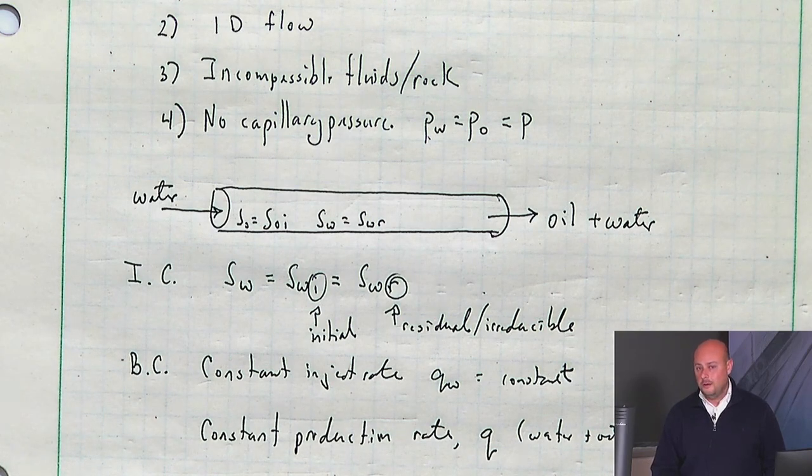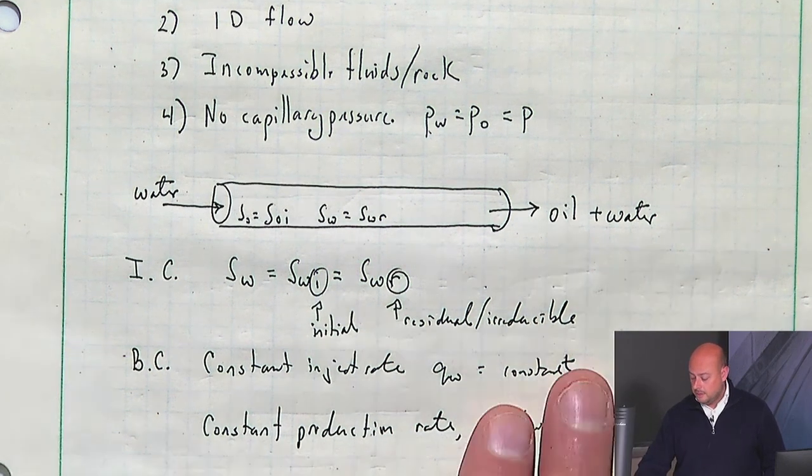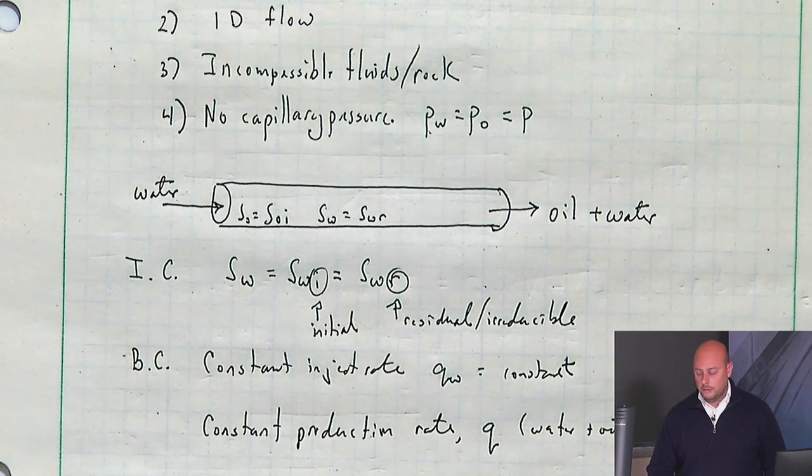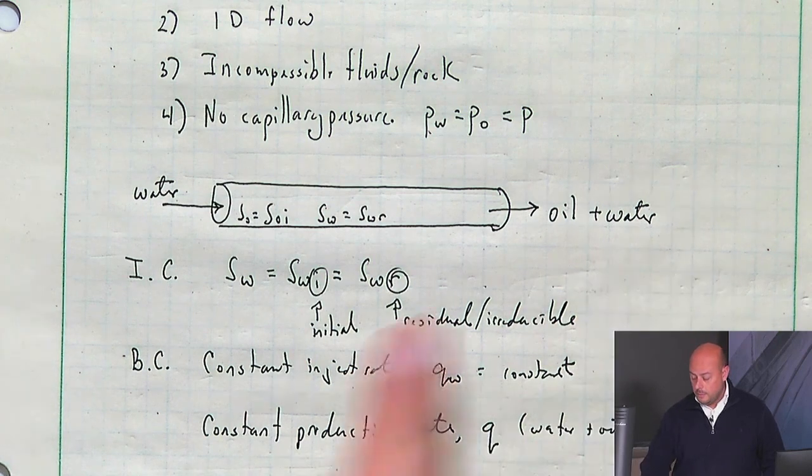So if we stick in 1,000 barrels per day of water, then 1,000 barrels per day of something has to come out of the other side. That something is going to be all oil early on. Later it will be oil and water, and very late it will be mostly water.